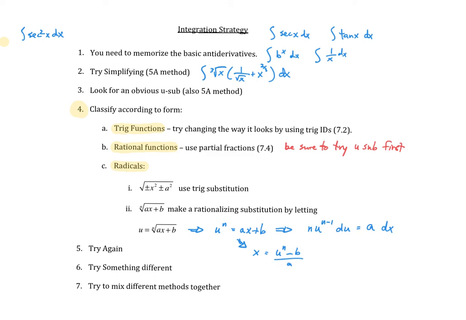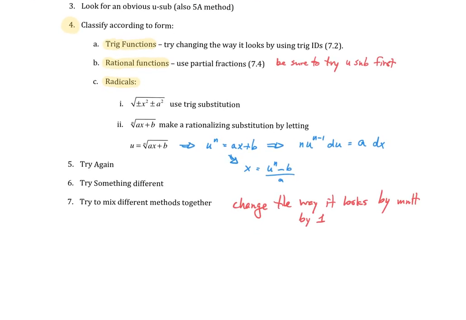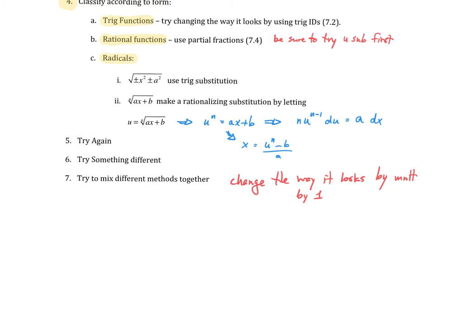What are some other tricks I would say? Well, you could try to change the way it looks by multiplying by 1. You can multiply top and bottom by something, and sometimes that will help you integrate it. For example, let's say you had an integral that looked like the integral of 1 over cosine x minus 1 dx, like this.